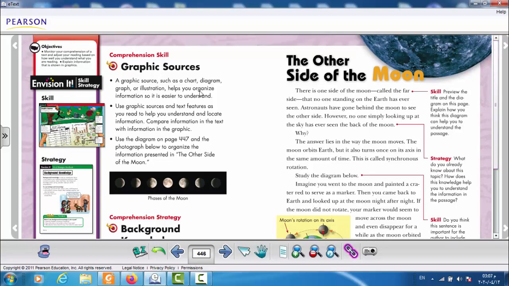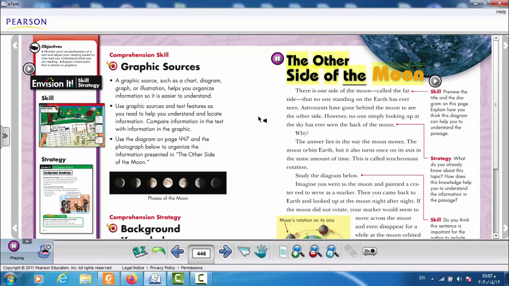In here, as I told you, don't forget the word graphic source, which is chart, diagram, graph, illustration that helps you organize information. We will listen together to this part about the other side of the moon, and we will come back again.